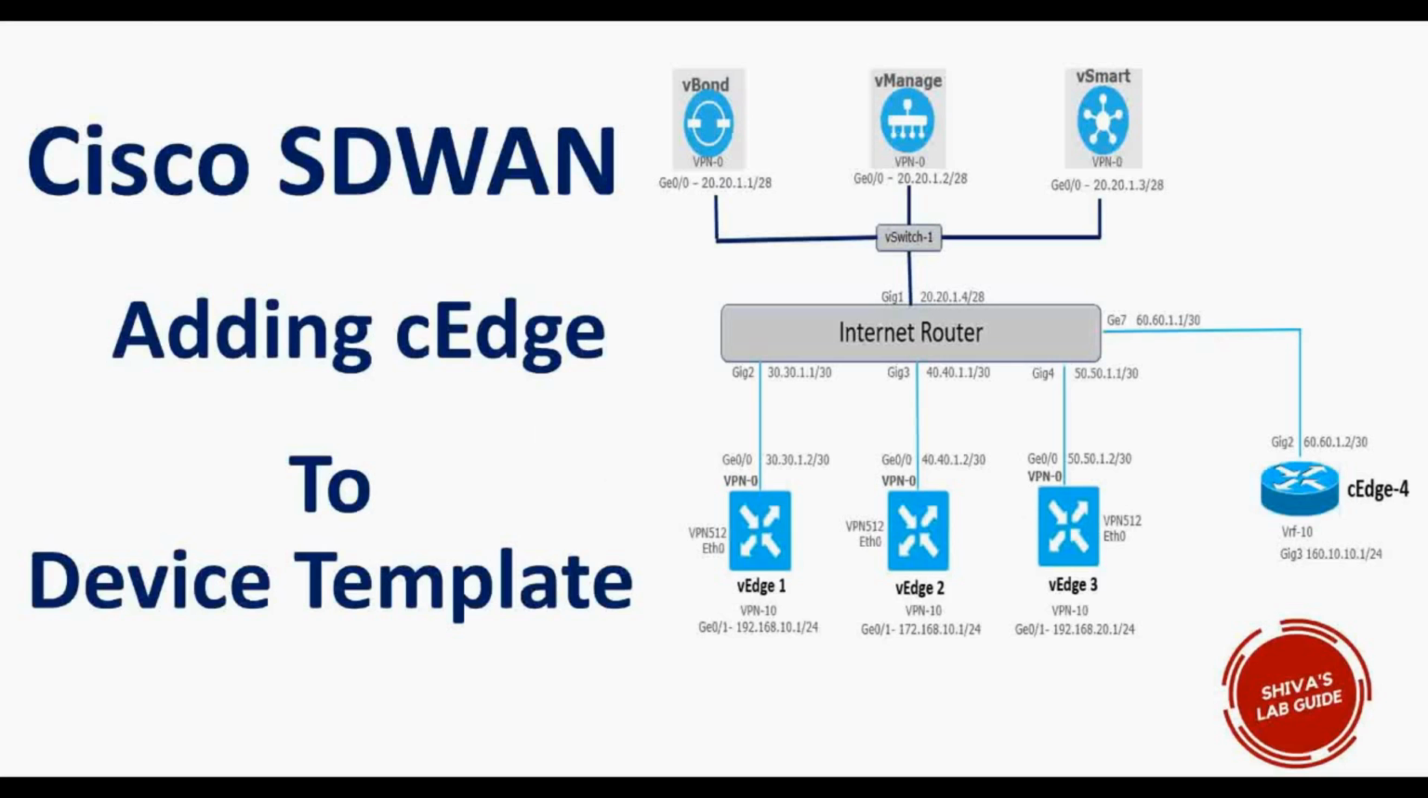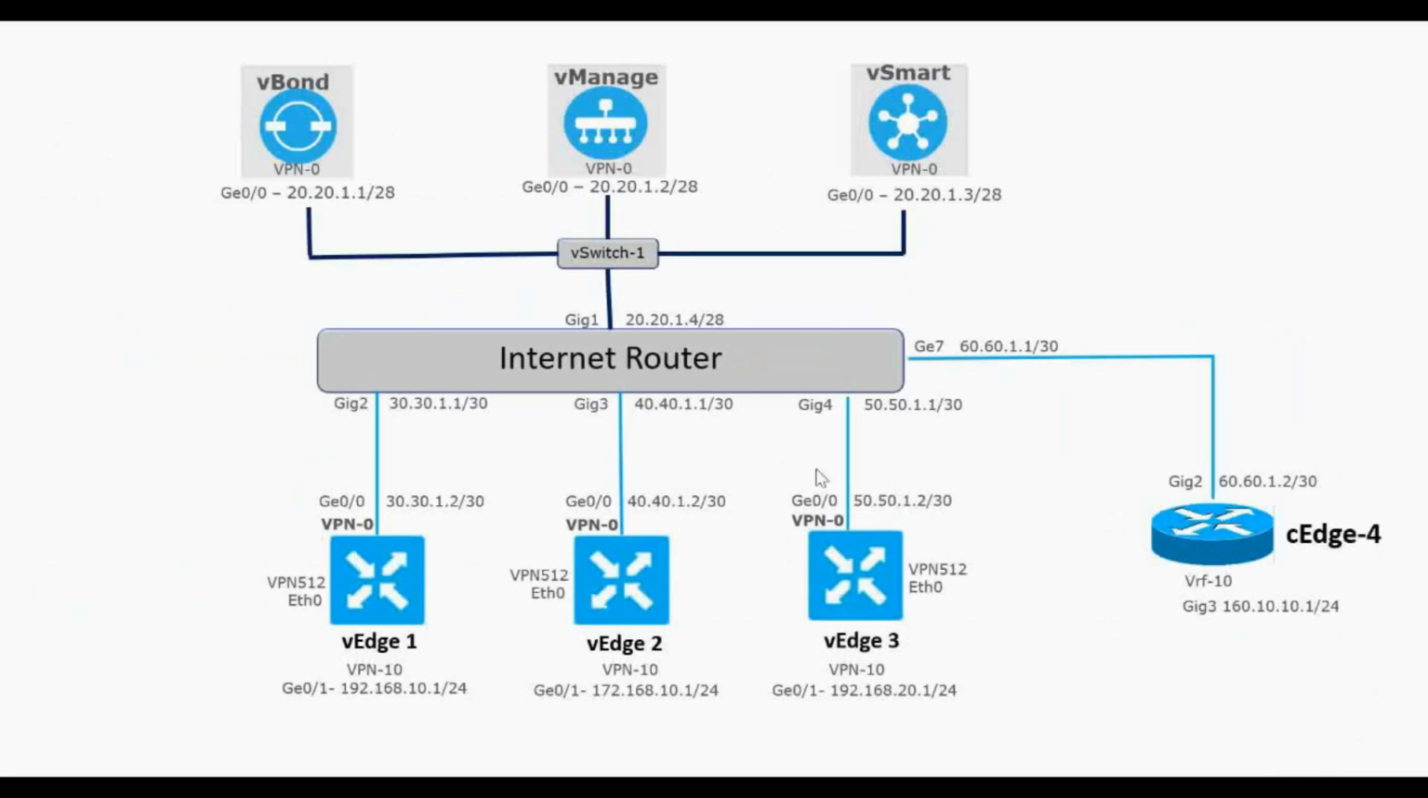In this video, I'm going to show you how to add your CH router into a device template. So this is the lab topology. The CH4 is on the right side. I have already onboarded this using CLI mode. In this video, we will add this CH into a device template. CH is nothing but a Cisco IOS XE SD-WAN image running router. In the lab, I'm using CSR1000V.